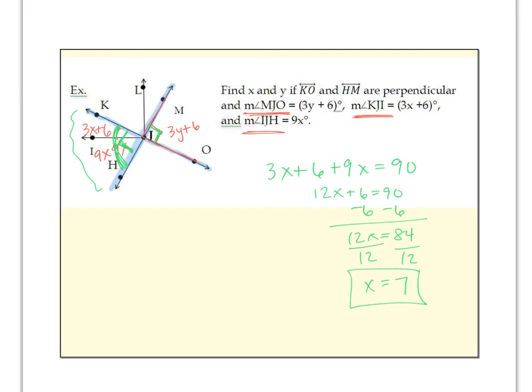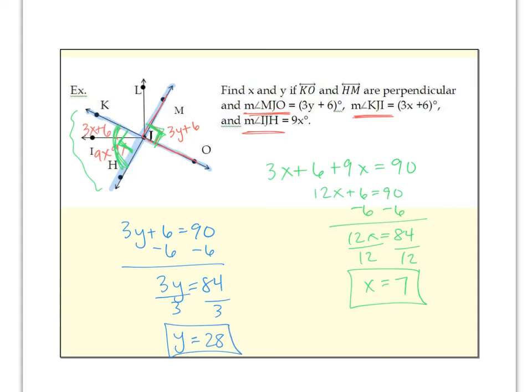We have solved for x. Now we also need to solve for y. And so y is in its own little spot over here on the right, and notice it also has a 90 degree angle mark. So I think to find y, we're just going to say 3y plus 6 equals 90 as well, because it's a 90 degree angle there. The lines were perpendicular. So subtract your 6, you're going to get 3y equals 84, divide by 3, and y equals 28. Again, you can check that with your calculator and see if it's really 28.